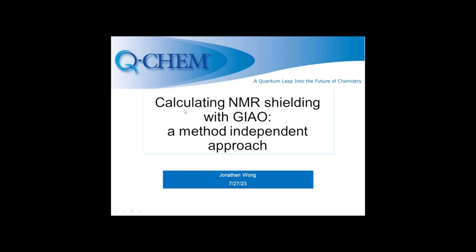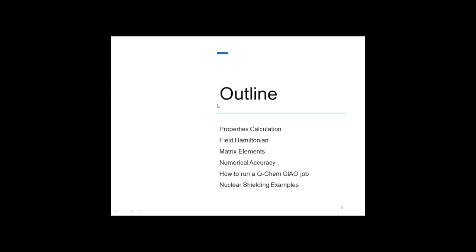So today I'll be talking about calculating NMR shieldings with GIAO, specifically a method-independent approach that we recently added to the 6.1 release. Right, so to outline, I'll go over some things about properties calculation, the few Hamiltonian new matrix elements that we added to Q-Chem, numerical accuracy of our methods, a quick guide on how to run these jobs, and then a few examples.